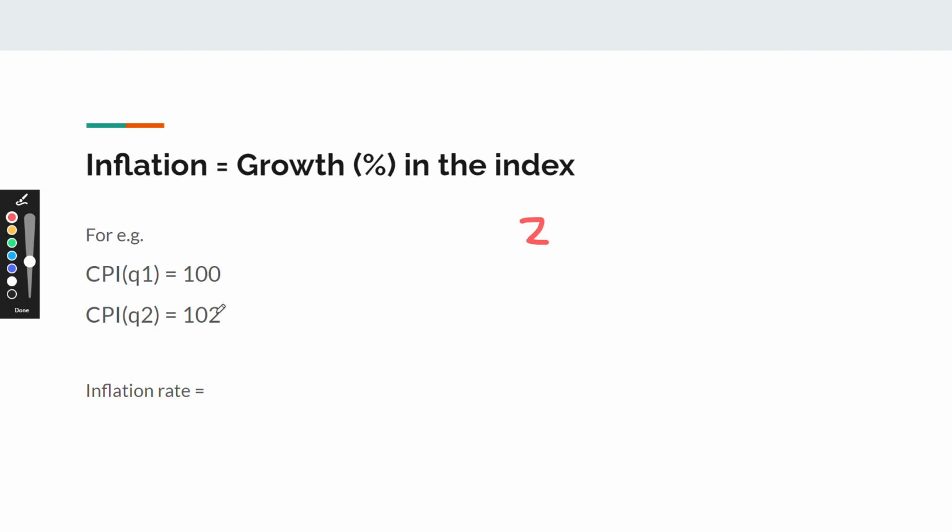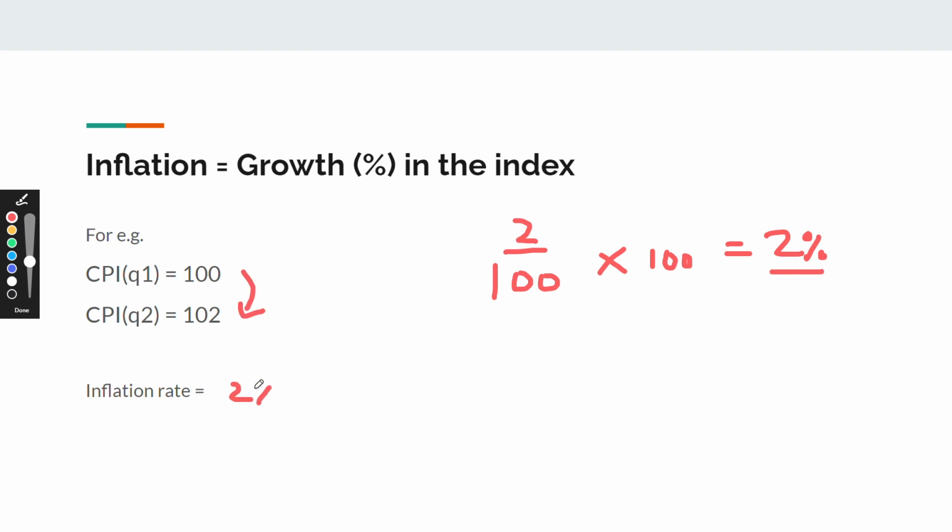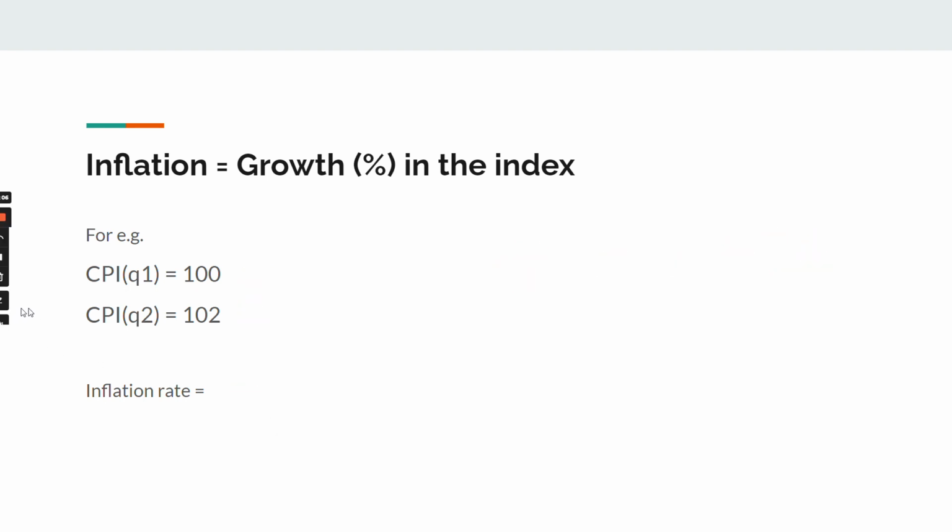We can see that, right? From 100 to 102, CPI has increased by 2. But to express this as a percentage, we divide it by the CPI at the start, times it by 100, and your calculator will tell you that is 2%. The inflation rate over this period was 2%, or in other words, the CPI index grew by 2%.